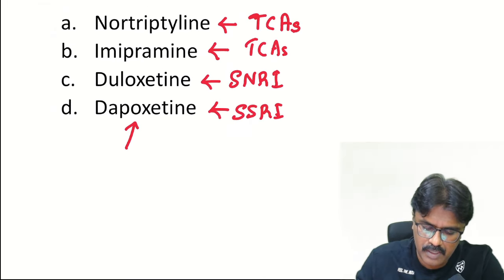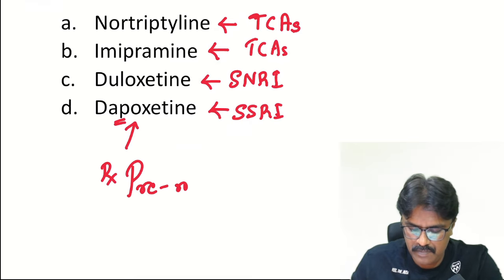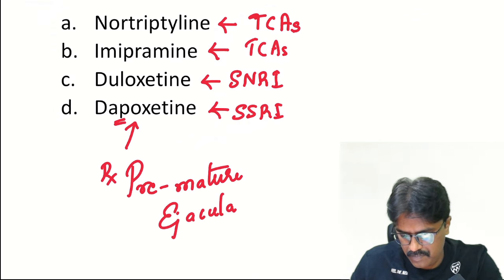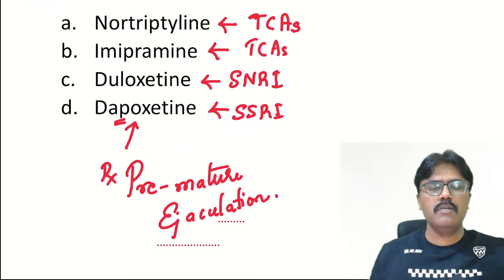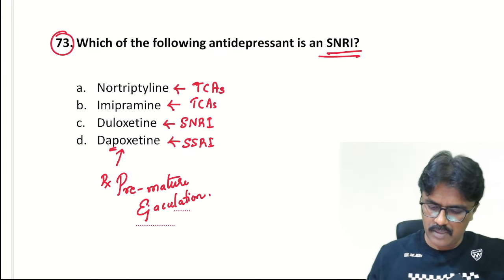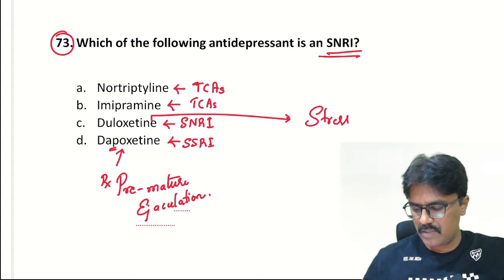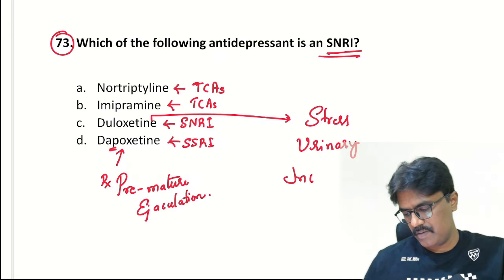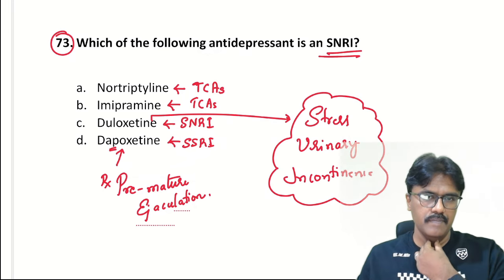Dapoxetine is used for managing a condition called, remember, DOP, P for premature ejaculation problem. And duloxetine, apart from depression, it is used for managing a condition called stress urinary incontinence. Stress urinary incontinence, we use it. Duloxetine.